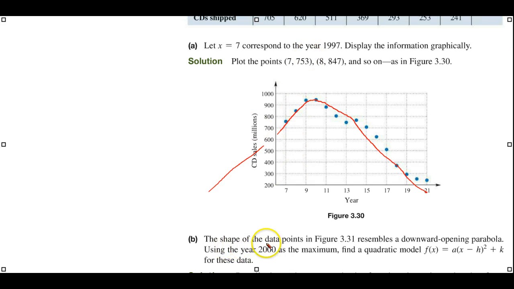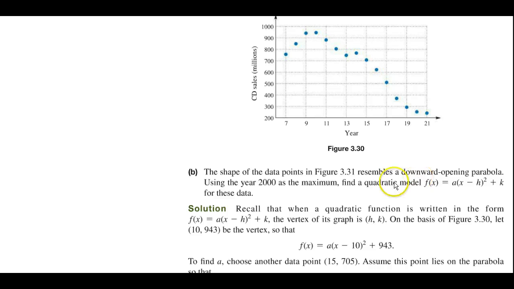So we see it here, the shape of the data resembles a downward opening parabola. Use the year 2000 as a maximum. Find the quadratic model in the vertex form from this data. So let's take a look at this. We want to put it in this form, and we're saying this is our maximum right about there, which we're saying is, for our X value, a 10, and we want to get a K value now, which will be our Y, and they're saying approximately, or exactly, 943.